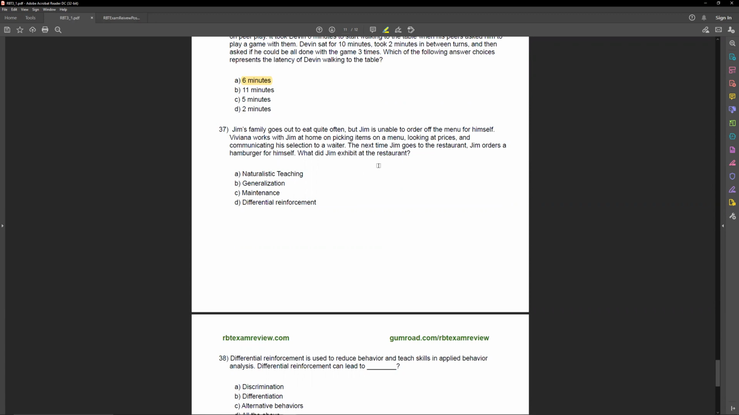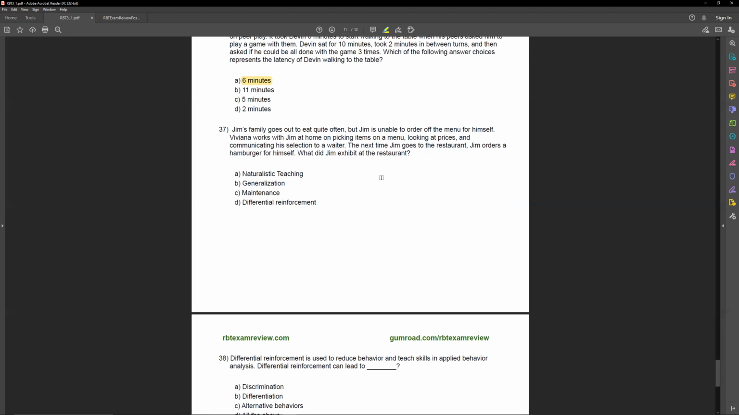Did he exhibit naturalistic teaching? Well, we don't exhibit naturalistic teaching. Naturalistic teaching is a type of teaching, right? Also known as incidental teaching. So A is incorrect. B, generalization. Yeah, right. Jim went from a contrived scenario with his RBT, ordering food. He then goes to a restaurant with the actual waiter and is able to order food, okay? Generalization is displaying a skill in an untrained environment, right? So you take that skill you learned in a trained environment and you start exhibiting it in an untrained environment, okay? That's generalization. B is our answer.